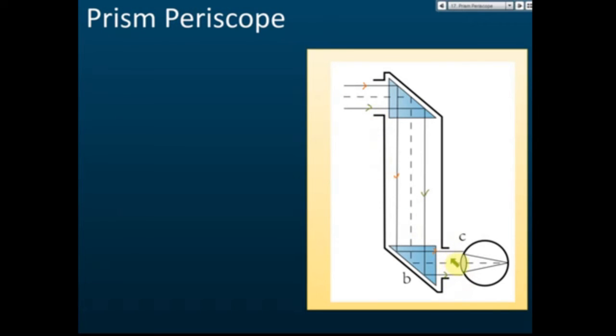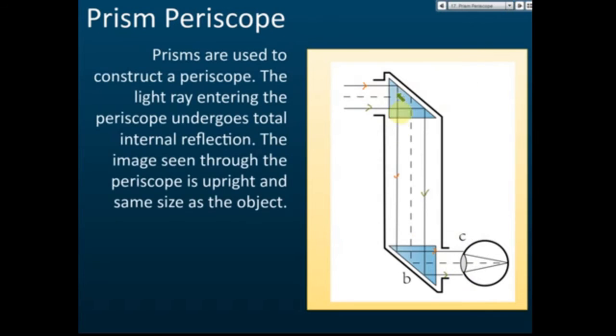Means that the image that you see is upright. So prisms are used to construct a periscope. The light ray entering the periscope undergoes total internal reflections. The image seen through the periscope is upright and the same size as the object. Okay, so that is for a prism periscope.